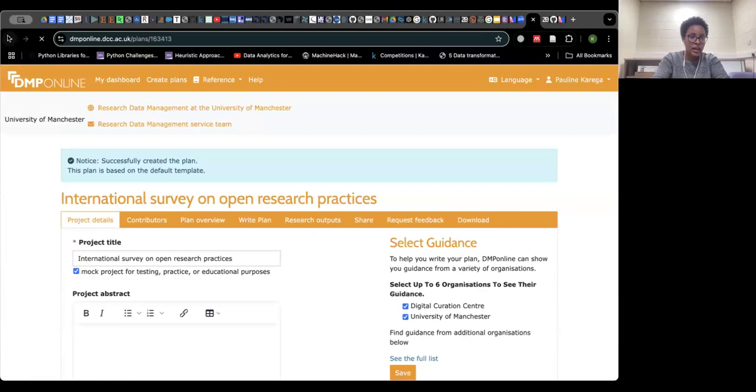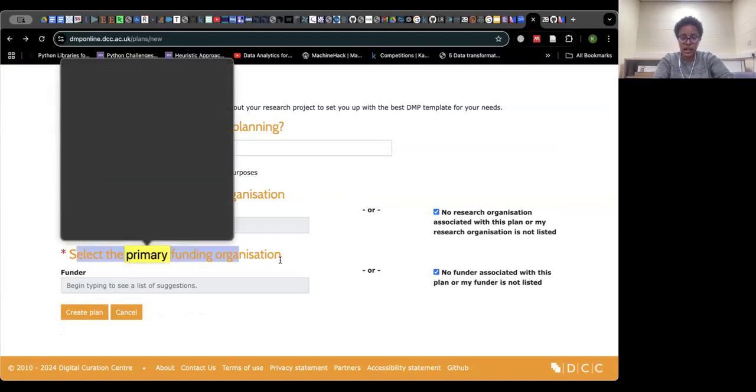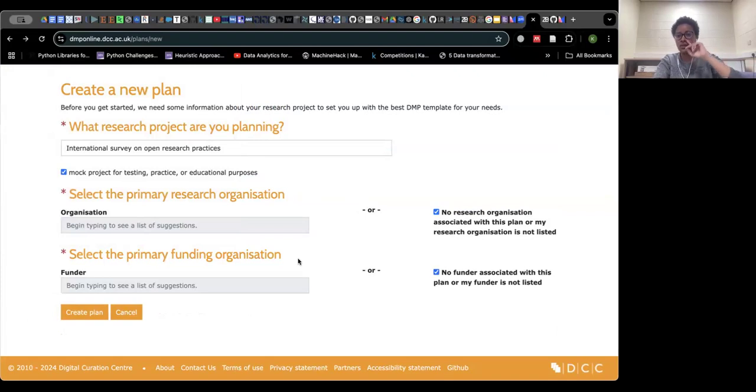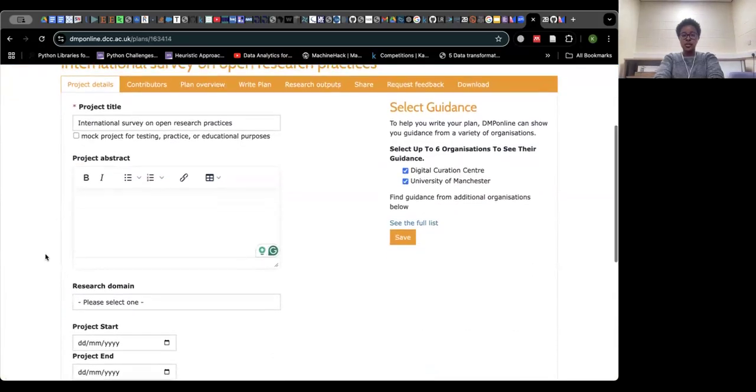So if we go back, this is important information to find out as you're beginning your study or as you're creating your data management plan, because maybe the funding institution has different data sharing policies. So it is important that you look into the data sharing policies that get attached to the project immediately they get funding from this institution. So we say create plan, and it asks you now for all the details.